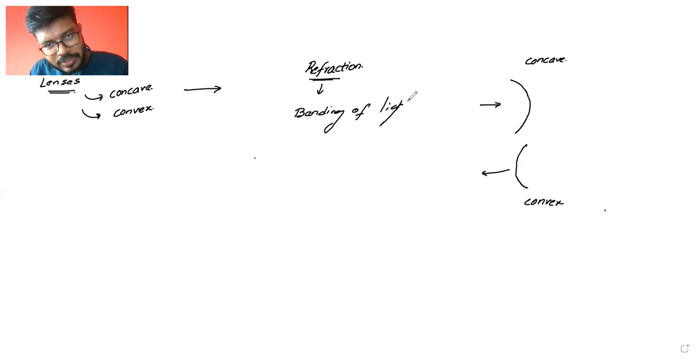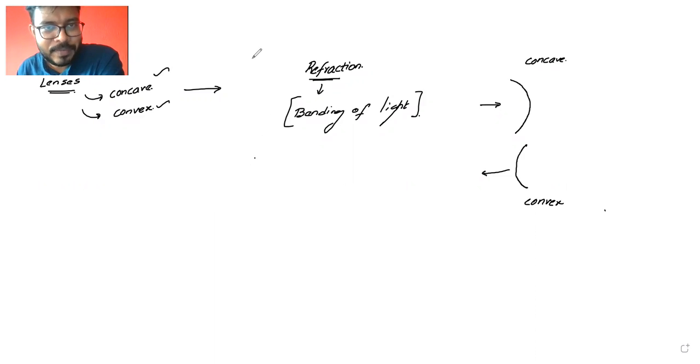When the light ray passes from one medium to another medium, what will happen? The light ray will try to bend. In this case, we are going to discuss two different mediums: one is concave and one is convex. Those are nothing but your lenses. With respect to the lenses, we are going to discuss how the light ray passes through it and how it bends. Okay, let's see that.